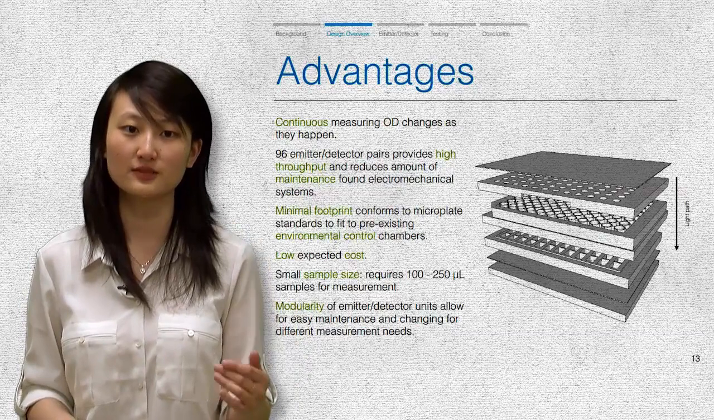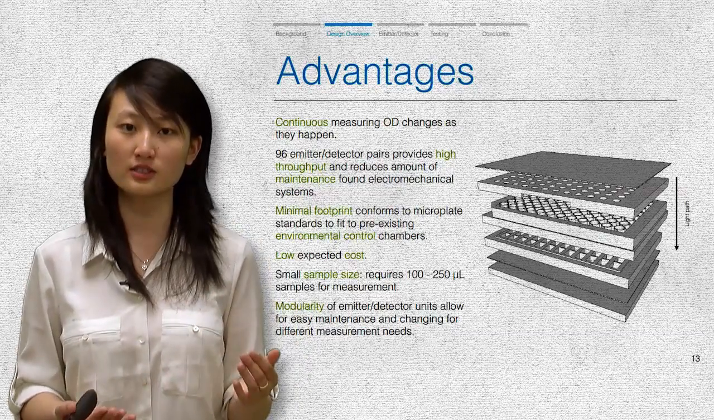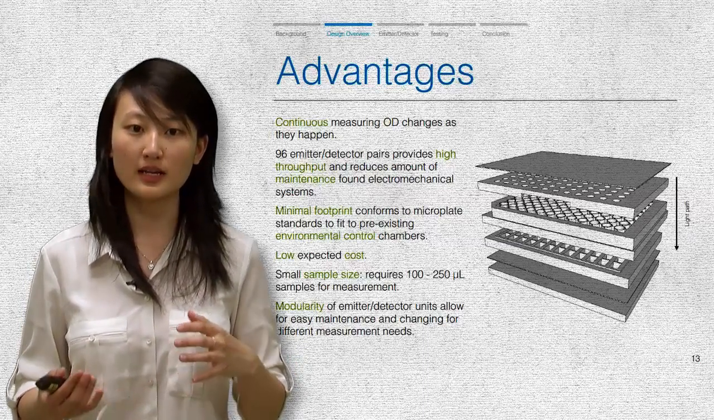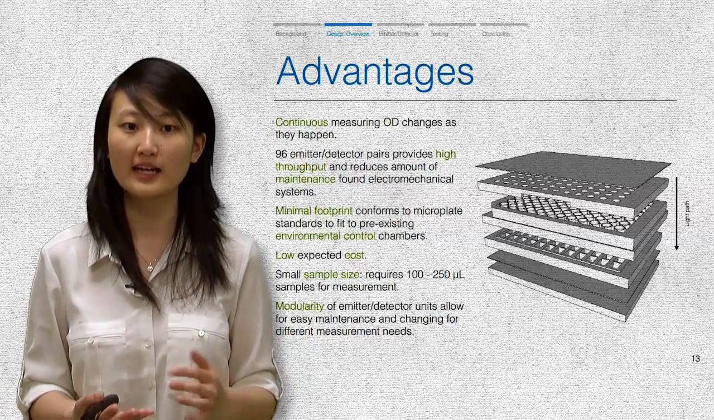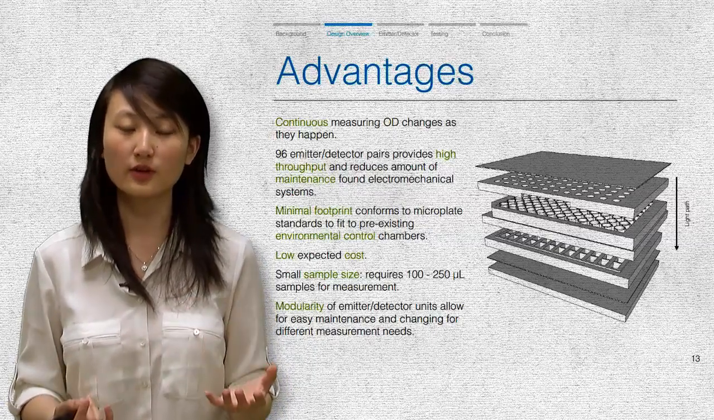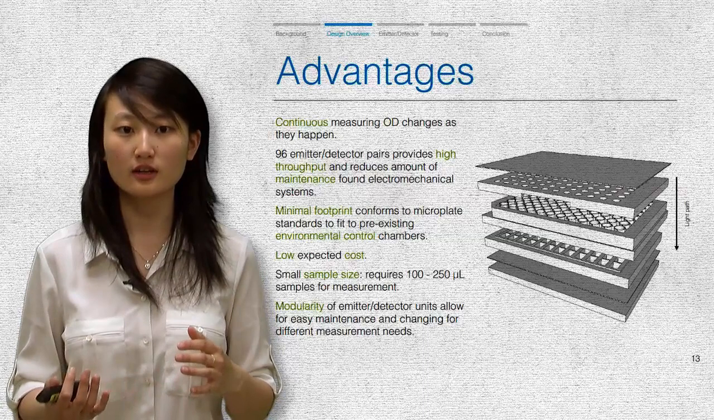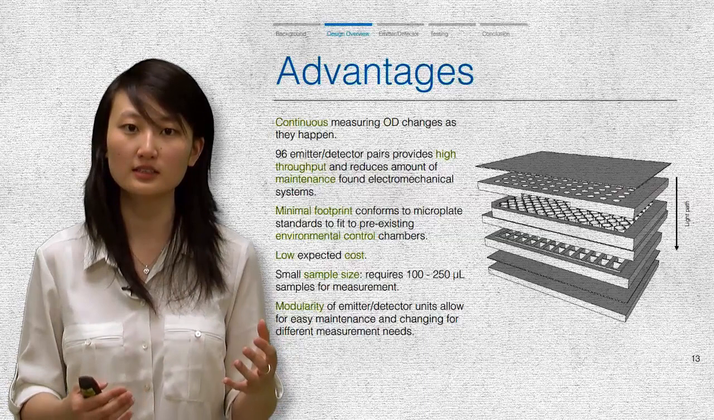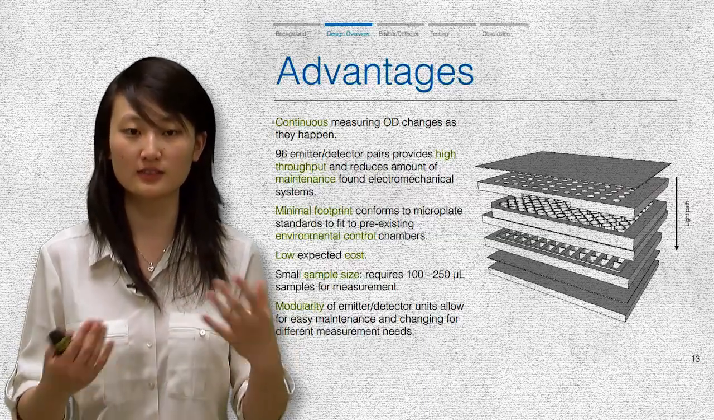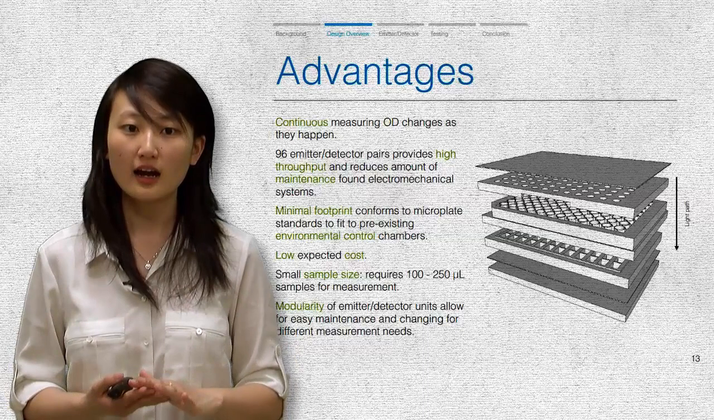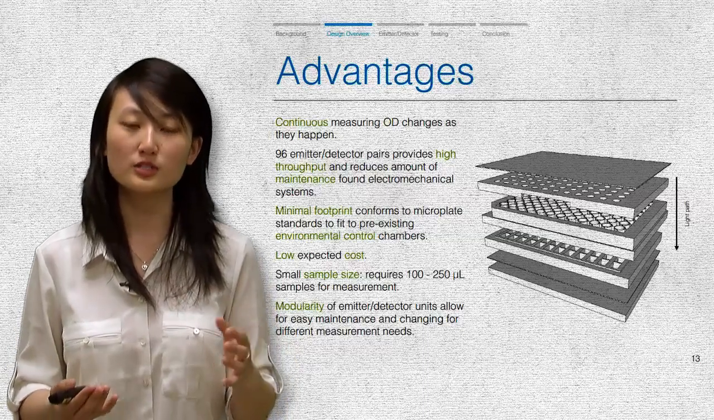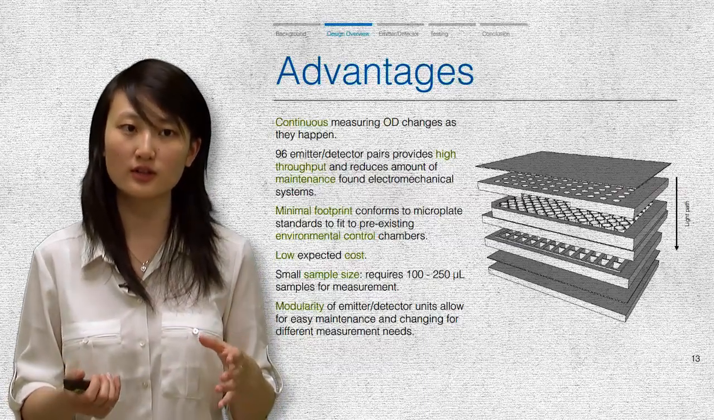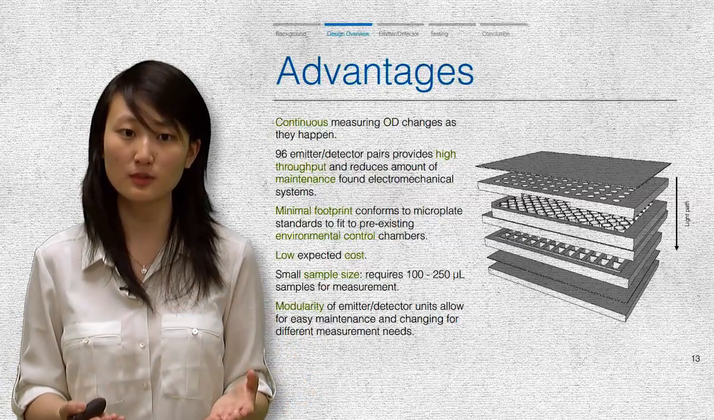So the advantages of this device are that you're able to continuously monitor optical density changes as they happen. Because of the microplate format, you're able to read at very high throughput. In addition, it's also very low maintenance because you get rid of the electromechanical component of many of the other standards of measurement that are out there. It also has a minimal footprint, which means that it is able to fit into existing environmental control chambers that are currently being utilized in labs, and it's also a very small size.